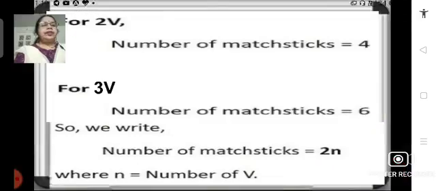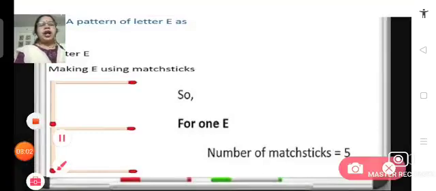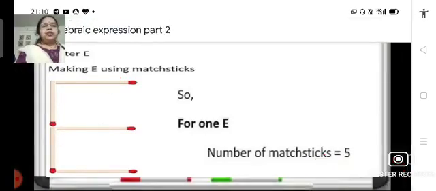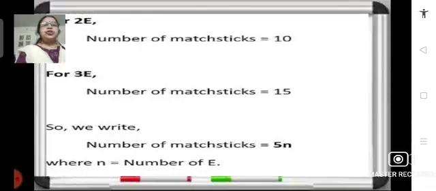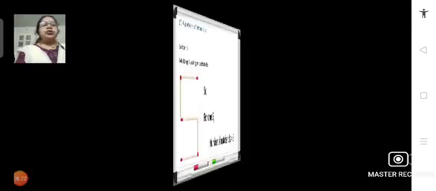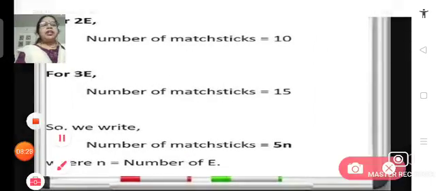Okay. Now, for pattern E, like this we have to form the pattern of E. How many matchsticks are required to form one E? It is 1, 2, 3, 4 and 5. So for one E, we need 5 matchsticks. For 2 E's, what will be the number of matchsticks? It will be 10, isn't it? 5 into 2, that is 10. And for 3 E's, what will be the number? It will be 5 into 3, that is 15.